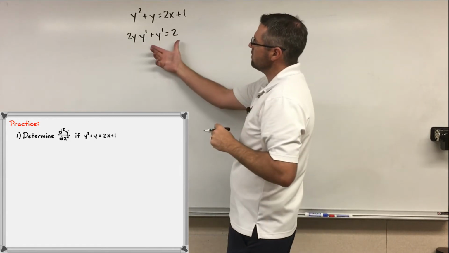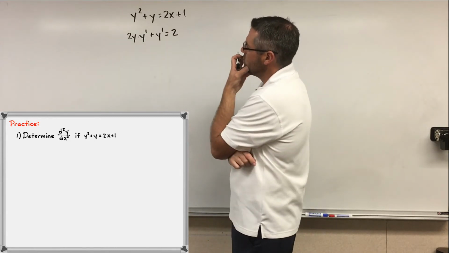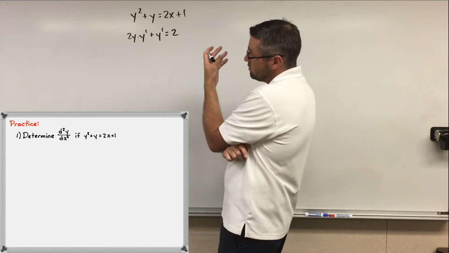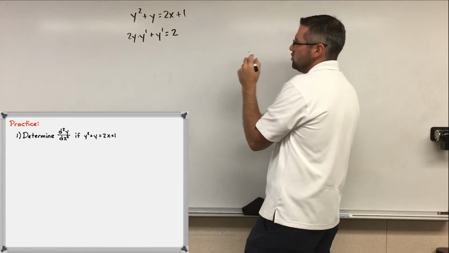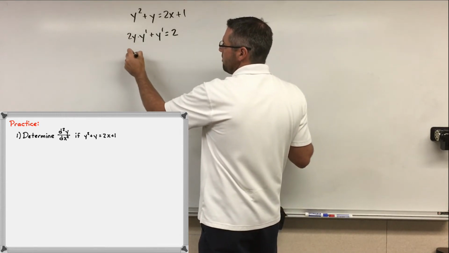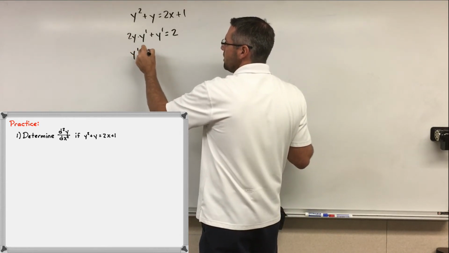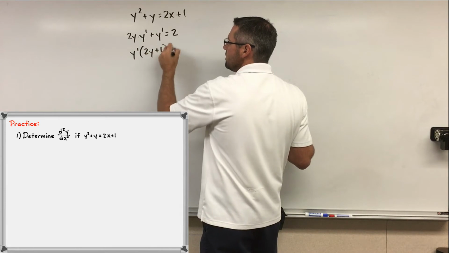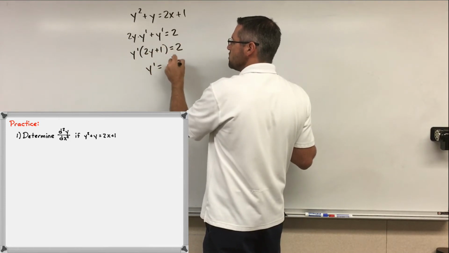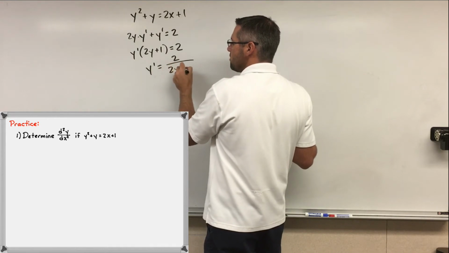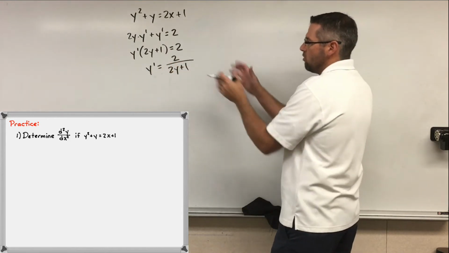So you can see here that we have y prime. Well, what could I do with that? I could go about just taking the second derivative now, but I could clean this up a little bit before I do. I could factor out a y prime here, so I end up with y prime times 2y plus 1 equals 2, and then solve for y prime, so you get 2 over 2y plus 1. So there is y prime.